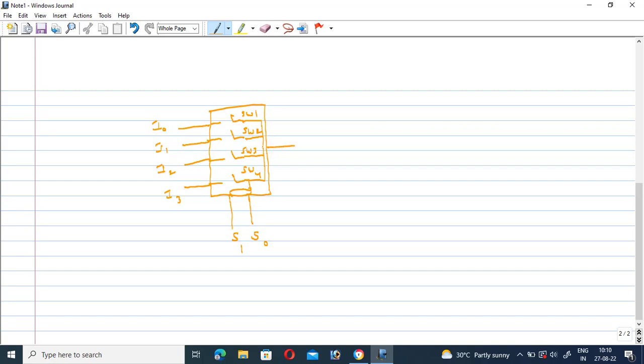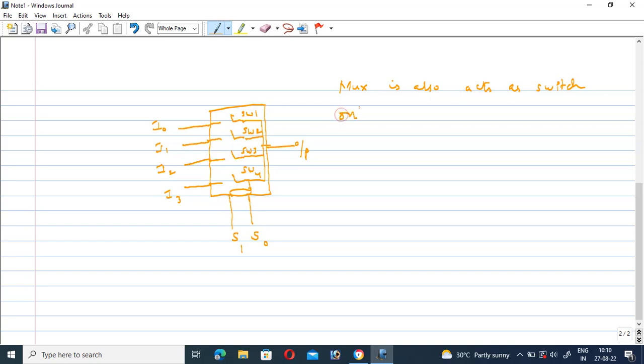So this is nothing but the output line. Here the multiplexer is also nothing but a switch. A multiplexer acts as a switch. A mux also acts as a switch. Only one of the switches is activated for particular selection line inputs.